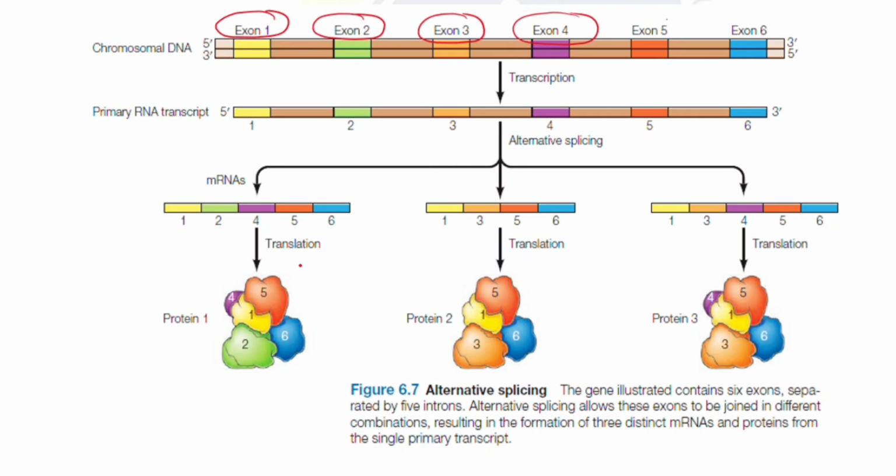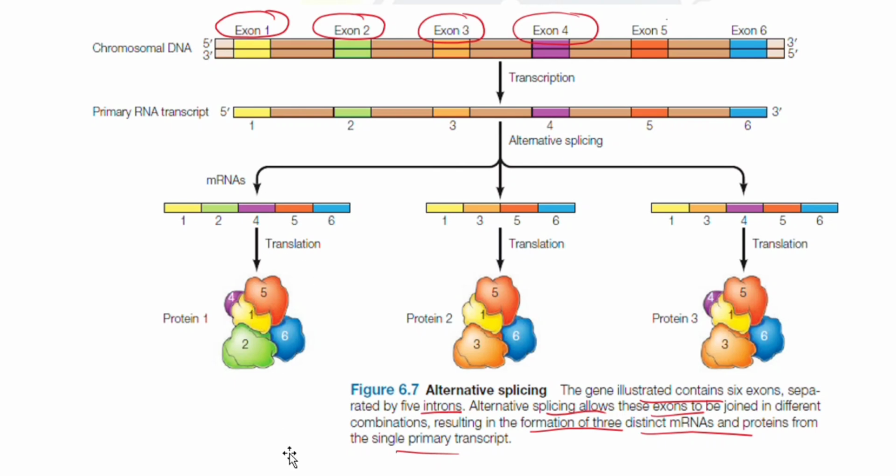So the gene illustrated contains 6 exons separated by 5 introns. Alternative splicing allows these exons to be joined in different combinations, resulting in the formation of 3 distinct mRNAs and proteins from the single primary transcript. It depends on which exons you want to take, and the sequence of occurrence of exons is controlled by you. This way we can have protein variants in our body, despite having a low number of protein coding genes overall. Through alternative splicing we can have different variants. This is an important topic, you should know about it.